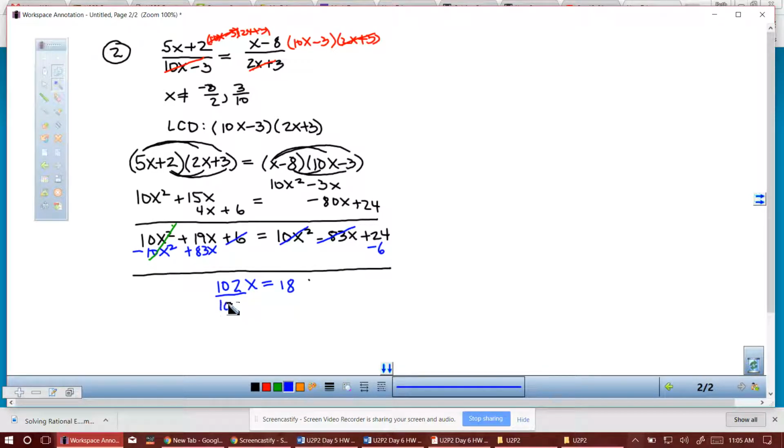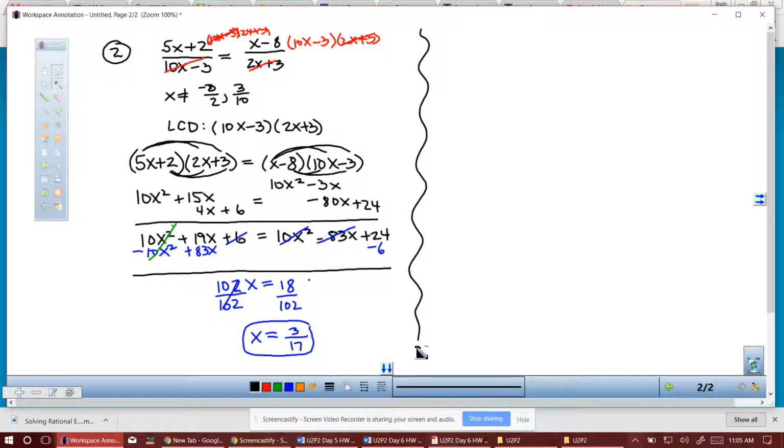I used my calculator on this because I did not know this off the top of my head. I divide by 102, and they were both divisible by the number 6, so I ended up with x equals 3 over 17. It's a pretty small number. All right, so there's one example. I liked that one. Got a little FOIL going on in that one.